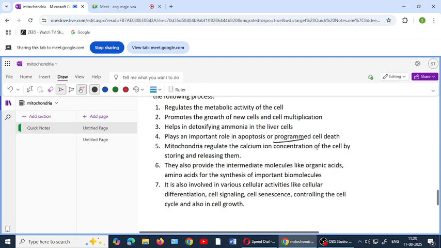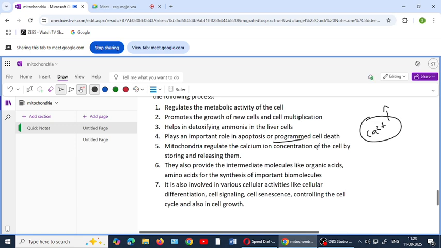Okay, and mitochondria regulate the calcium ion concentration of cell by storing and releasing them. Suppose this is a cell which have what? Calcium, Ca2+. And here it is stored inside the cell. When other cells required, or the cell want to release the calcium, the mitochondria will help to regulate that release, to regulate the calcium content in the cell.